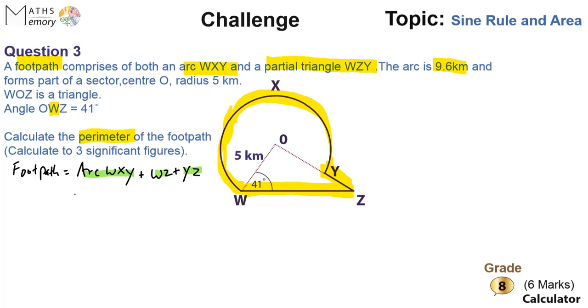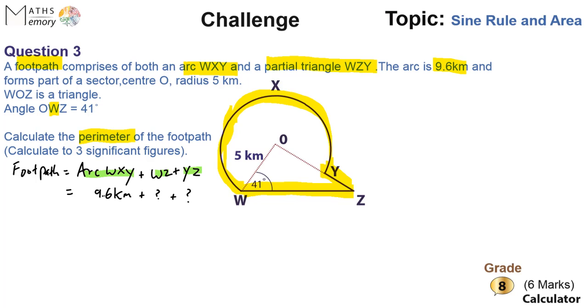Now we know this one already. The arc of WXY is already 9.6 kilometers, so that's pretty good, it's given us this. But we don't know this one over here. So these two are the ones we need to find out. Let's try to figure out what we have and work backwards from this. We have 9.6, which is the length of this arc over here, WXY. Let's try to figure out backwards what information we can get from that.